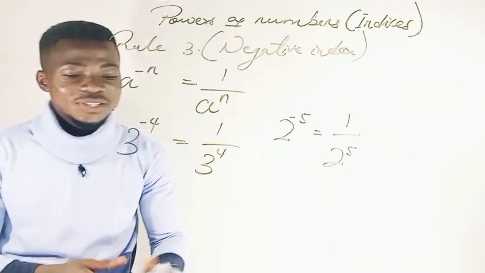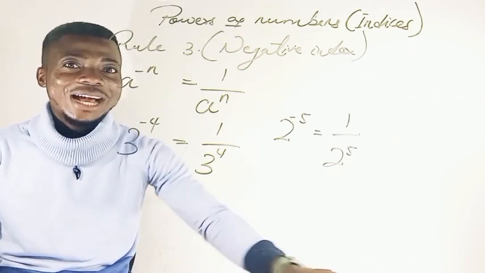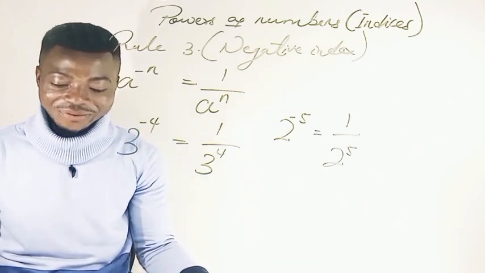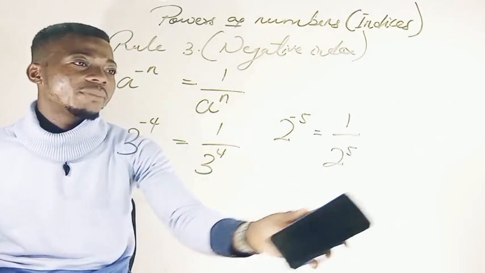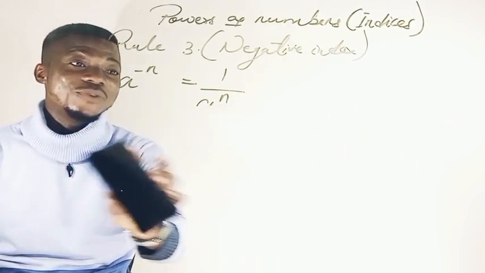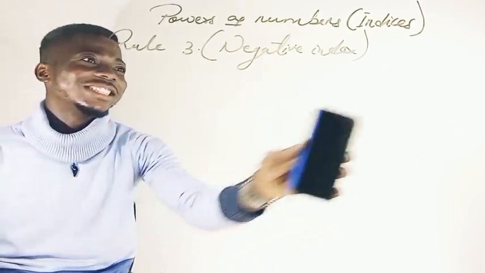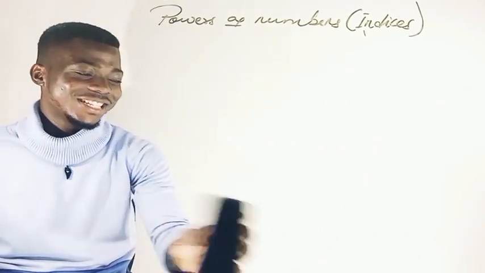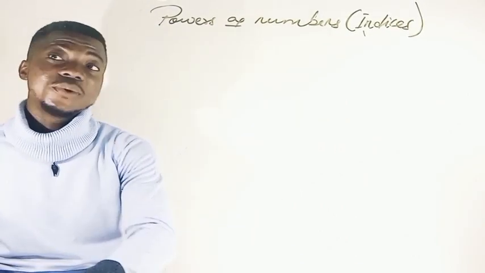Alright, we're going to solve some examples, so don't worry. We'll apply all these rules and laws that we're going through. Let's go to the next one, rule number 4. So take note of the third rule. You'll be needing it, okay? Alright, so we go to rule number 4.